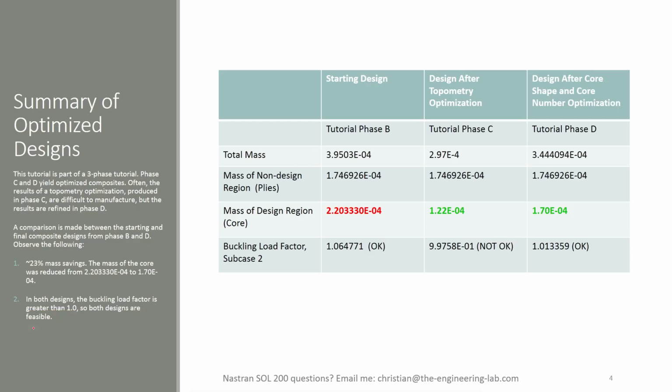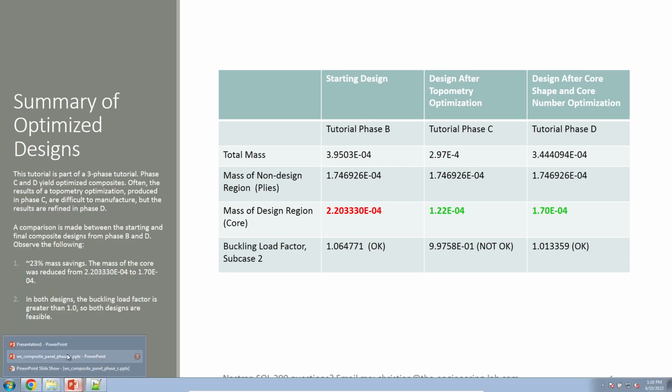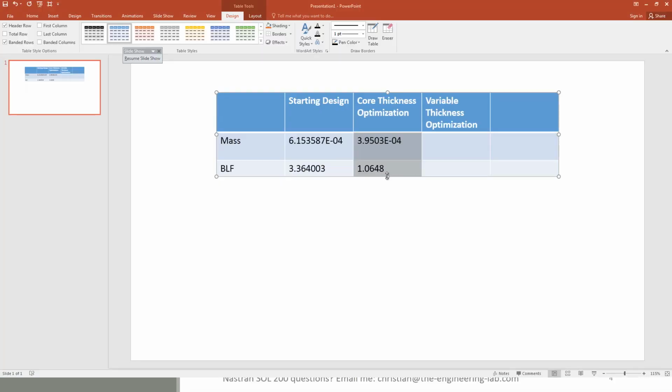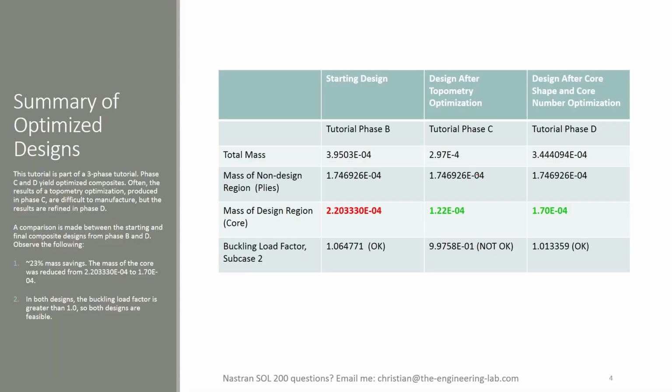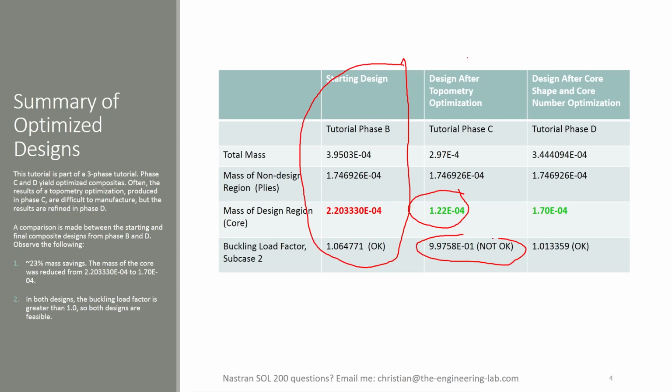Here on this table, if you recall from the previous video, I went ahead and documented the results of that core thickness optimization. So that would be this column here. This is where we're starting at. So in the end of this presentation, you're going to see that topometry optimization can yield a more lightweight composite where the thickness of the core is allowed to vary, while at the same time we come close to satisfying the buckling load constraint. And I'll give you some more comments regarding this later on.